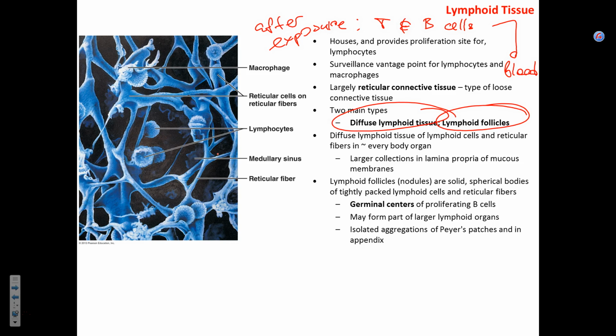Follicles are special agglomerations of lymphoid cells, right? Follicles can be found in places like lymph nodes, spleen, and to a lesser extent, Peyer's patches. Follicles means a bunch of lymphoid cells close to each other, packaged in some kind of connective tissue envelope. One very important part of follicular lymphoid tissue is the germinal center of B cells. What does germinal mean? Germinate, growth, where they originate.